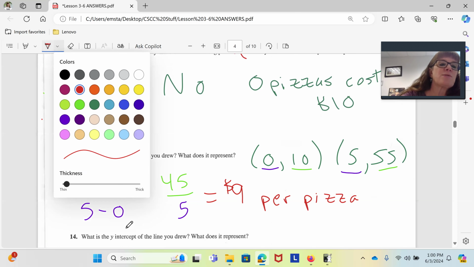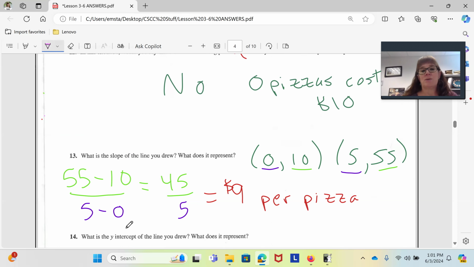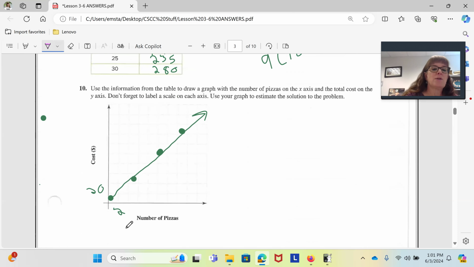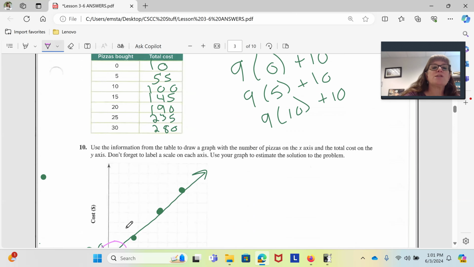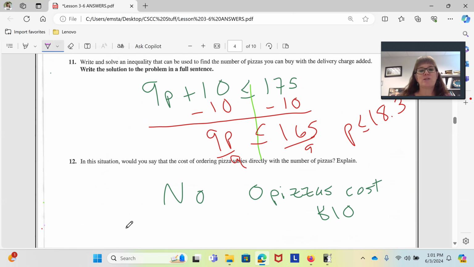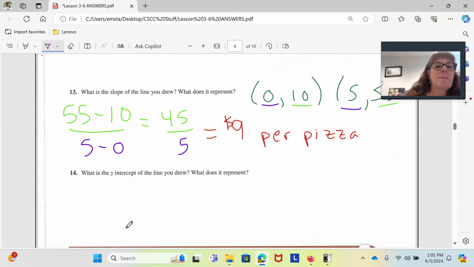The next one's asking for the y-intercept. So again, we can go up to either the graph or the table. I want to know where it crosses that y-axis, or how much it costs for 0 pizzas. That's the definition of y-intercept, is when the first value is 0. In either situation, we know it's 10. So the y-intercept is 0, 10. And what does it represent? It represents the $10 delivery fee.